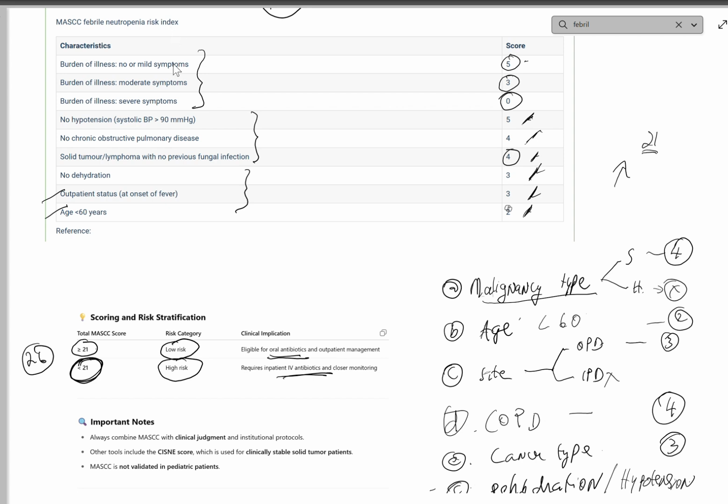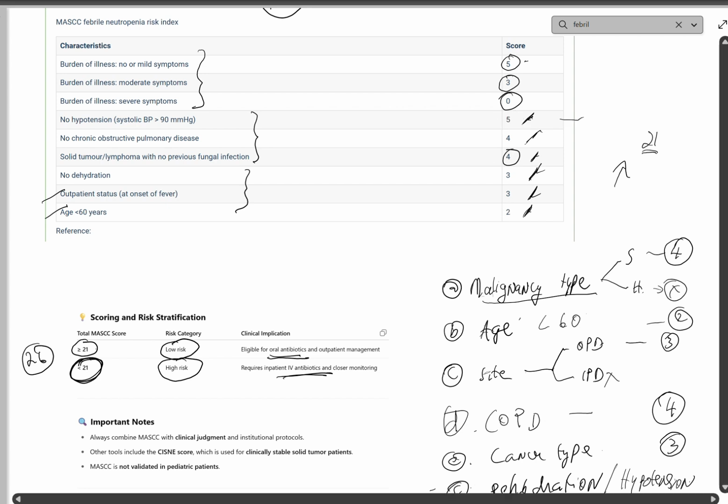But for example, if they are very symptomatic, the score is 0 over here. And if they're mildly symptomatic, it's 3. There's no hypotension, no COPD, no dehydration. And so you keep adding up the score. For example, our patient has got hypotension, okay? And if there's hypotension the score is 0, so obviously a perfect score is 26, and from 26, if you remove 5, the score is already 21. And then if the person has dehydration, then it automatically drops.